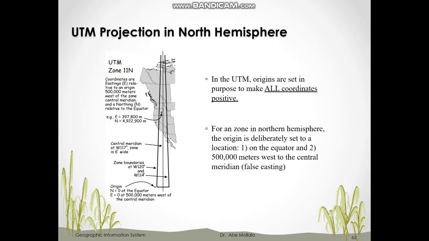So let's first talk about the northern hemisphere. For the zones in the northern hemisphere, the origin has been deliberately set to a location on the equator. First of all, it's on the equator, and it's 500 kilometers west of the central meridian. Okay, so this is the central meridian and this is the equator. From the central meridian, if you go 500 kilometers to the west, that's going to be the origin of the northern hemisphere zones. So you can see that. This is going to be the origin of the northern hemisphere. You can see that the entire zone, from here to here, is in the first quadrant of the system. That's why all coordinates in the system are positive with respect to the origin. And this 500 kilometers that we moved from the central meridian to the west is called false easting. So that's for the northern hemisphere.